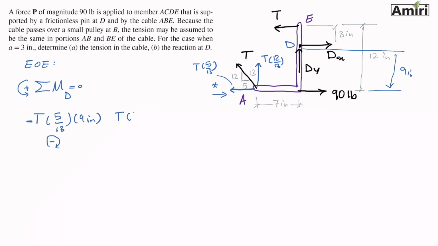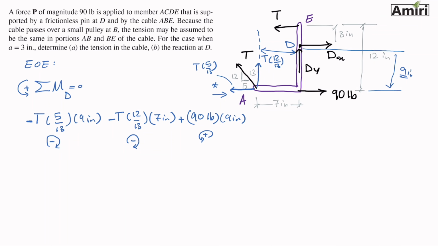Next, I have T 12 over 13. The distance between the line of action of this force and D is given to be 7 inches. It's trying to rotate about point D in this direction, which is also negative, so I put negative here. Making my way through, I reach the 90 pounds next. The distance between the line of action of this one and point D is 9 inches again. It's trying to rotate this whole thing about D counterclockwise, so that's plus.